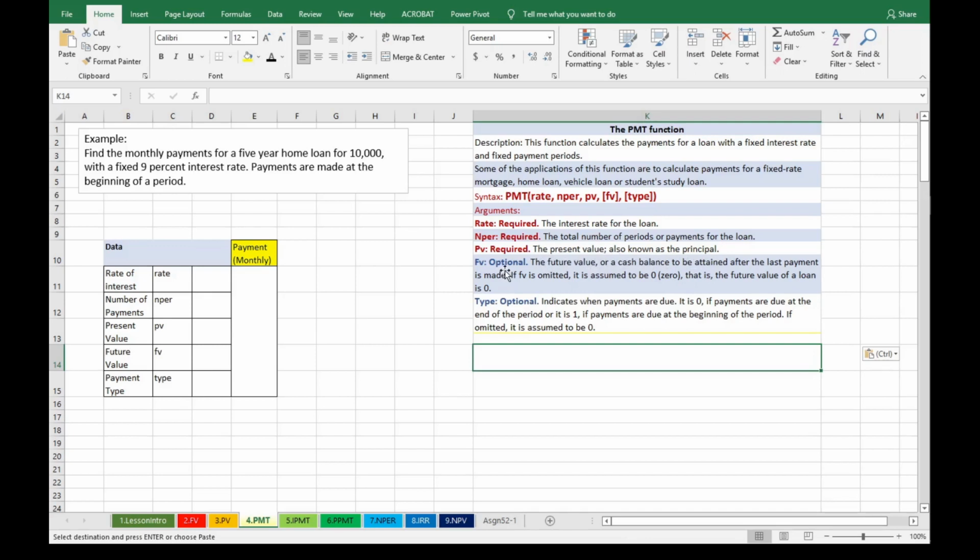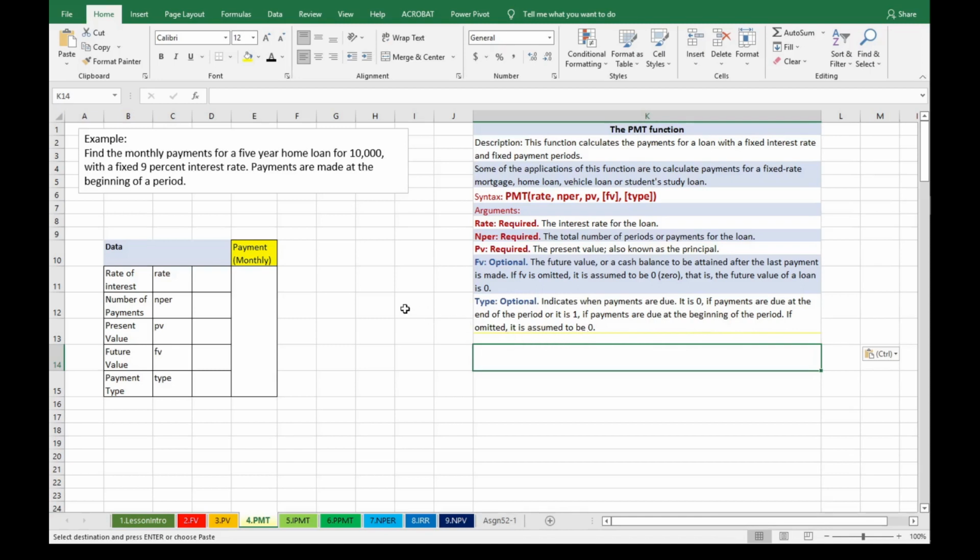Then FV is an optional argument. This is the future value or cash balance to be attained after the last payment is made. If FV is omitted, it is assumed to be 0, that is the future value of the loan is 0. Then the type argument is also an optional argument. It indicates when payments are due. It is 0 if payments are due at the end of the period, or it is 1 if payments are due at the beginning of the period. If omitted, it is assumed to be 0.